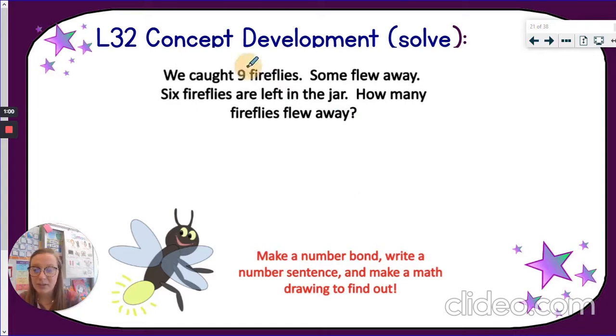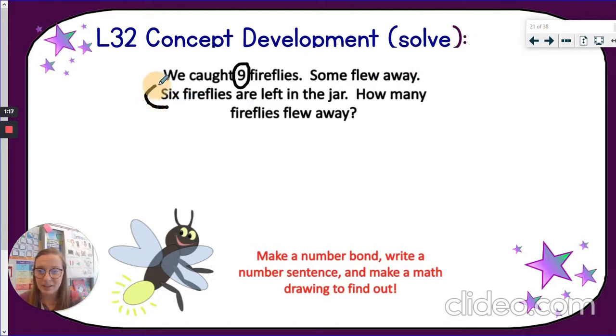I see some numbers in this problem. So the first number I see is 9. Can you show me 9 on your fingers? There were 9 fireflies. That is our total. Some flew away. That's our missing part. We don't know how many fireflies flew away.